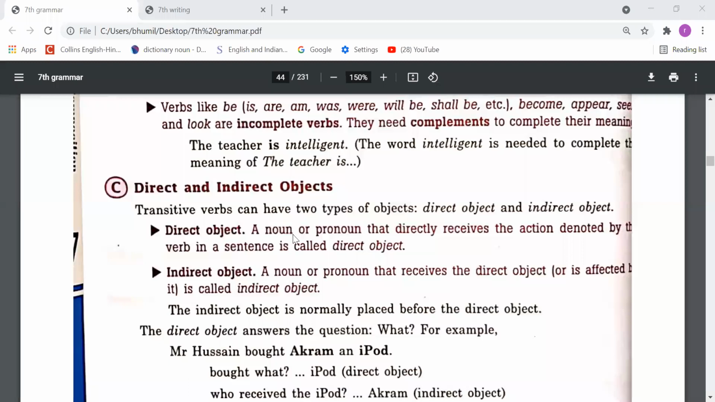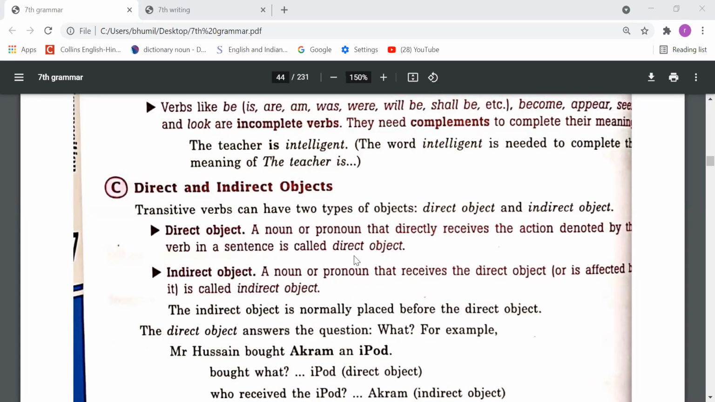Direct object: a noun or a pronoun that directly receives the action denoted by a verb in a sentence is called a direct object. So dear students, first of all, we should understand what an object is. Object means the word which receives the action, or receives the impact of the action. That word is called the direct object, right?